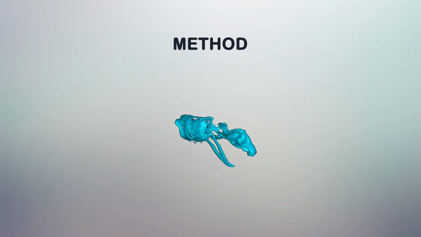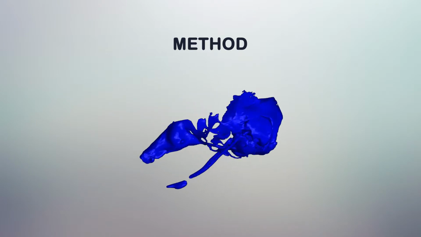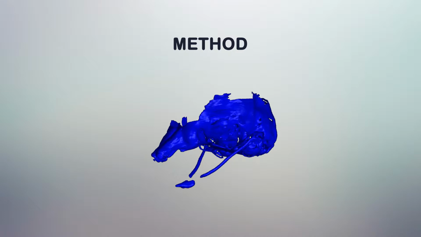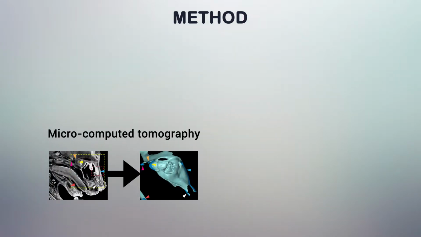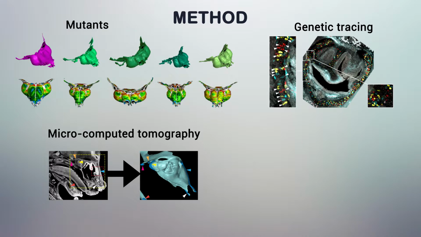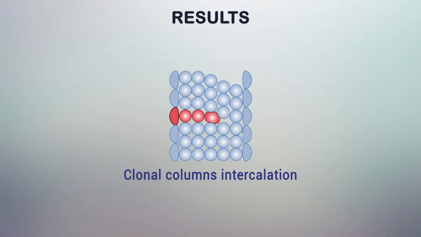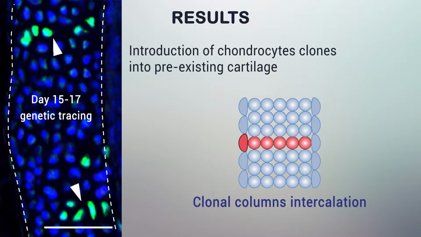To assess changes in the complete 3D anatomy of the mouse face following cellular-level mechanistic studies, we used a variety of approaches including microcomputed tomography, genetic tracing with multicolor reporter mouse strains, multiple mutants, and mathematical modeling. In this paper, we report a novel principle of vertebrate cartilage growth that is based on introducing oriented clonal units of chondrocytes into pre-existing cartilage.